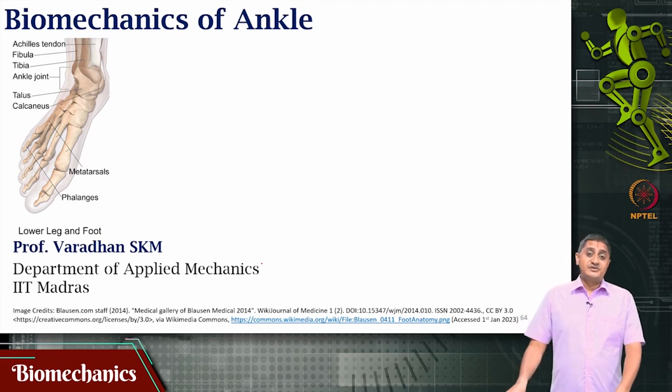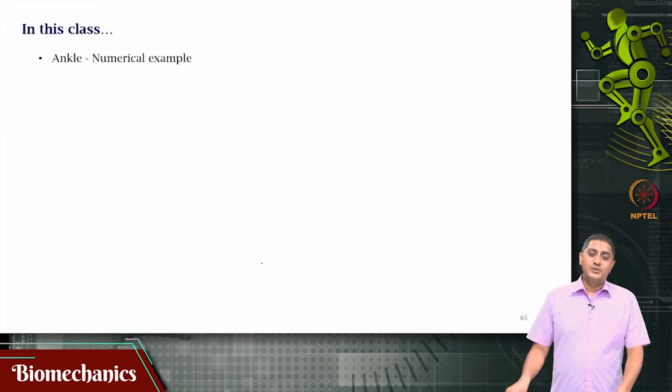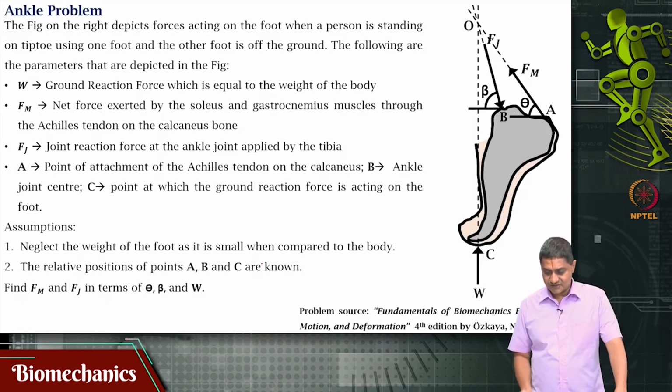In the last couple of videos, we looked at the anatomy of the ankle joint and the movements that are possible in the ankle joint. And then we looked at the muscles that are responsible for causing these movements at the ankle joint. In this video, we will be looking at a problem involving the statics of the ankle joint. So, let us focus on this.